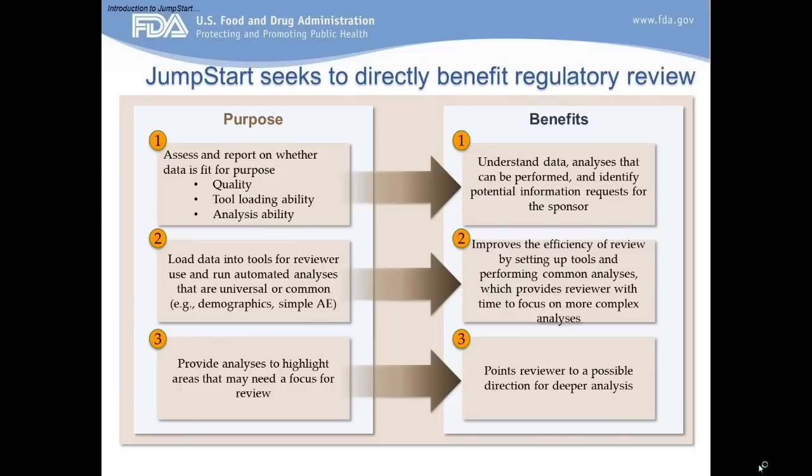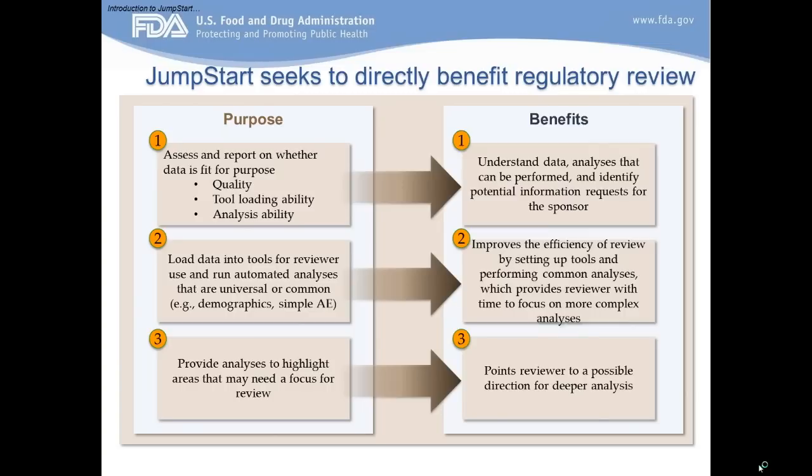So here's our Jumpstart direct review. We do very specific things, and I want to make sure that you understand the relationship of these things to how it impacts the regulatory review process. What we want to do is provide the reviewers with an assessment, as I said before, of quality. But we're also actually loading the data for them, in particular analytical tools, to ensure that they can actually load it, because we have found that our reviewers were spending a lot of time just trying to load data. And at this point, we're making that technology very accessible to them. So instead of trying to fix the data so it loads, they can actually start working on it immediately and focusing on those more complex analyses rather than struggling with the data all along.